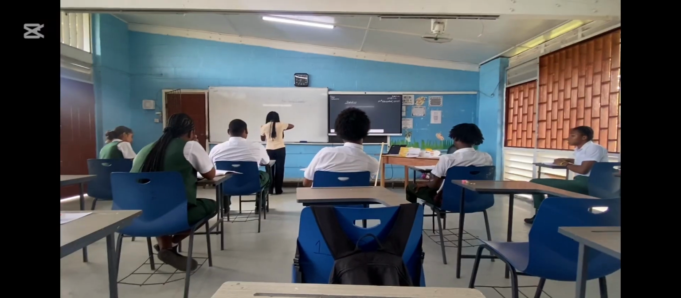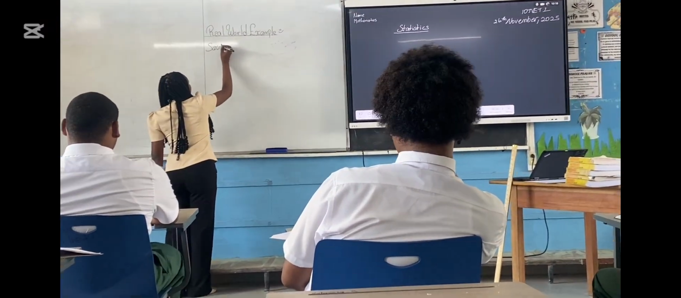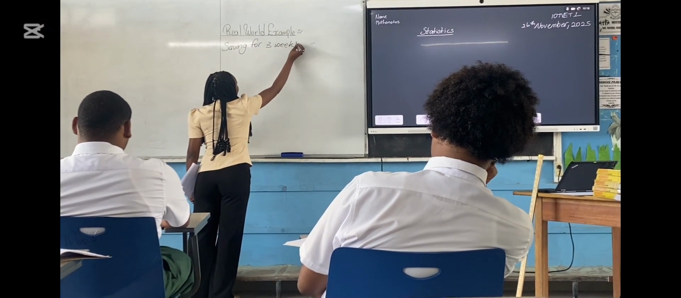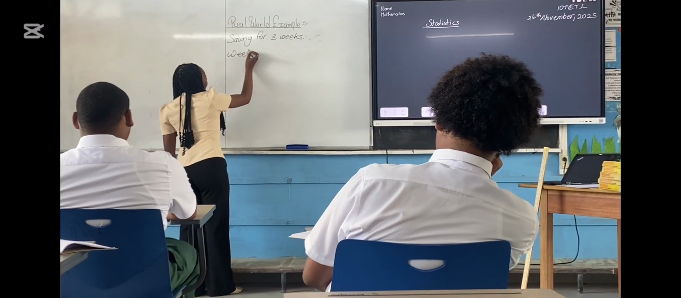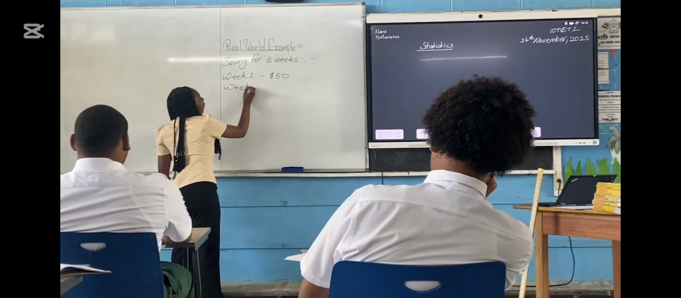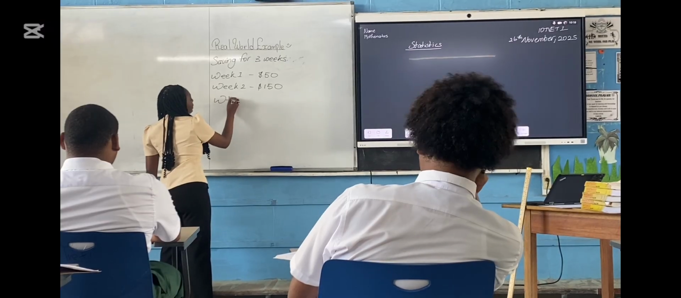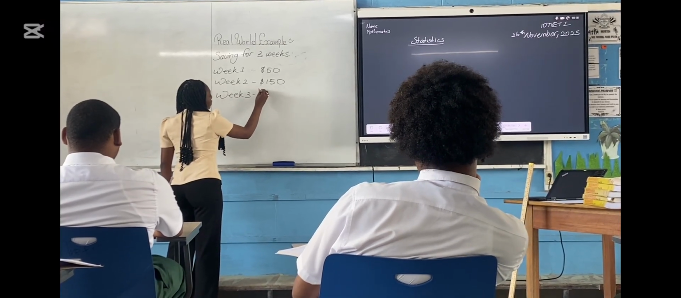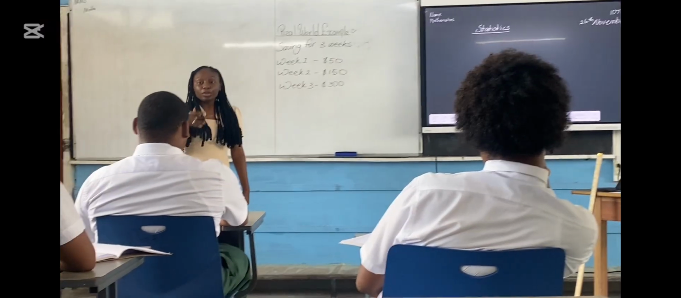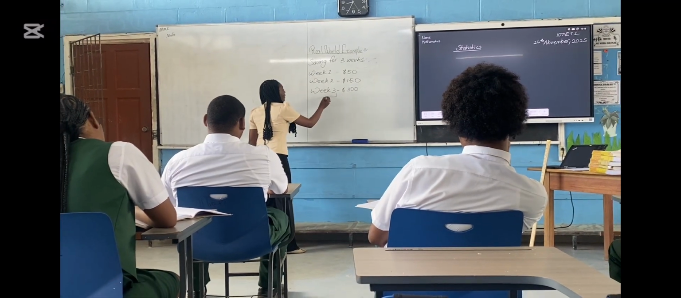Alright, so for some examples, let's say you're saving for 3 weeks. Week 1 you have $50. Week 2 you have, and week 3 you save 300. Now, where cumulative frequency would come in, it would consist of all 3 of these weeks.